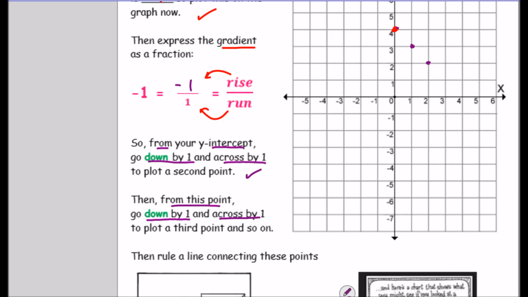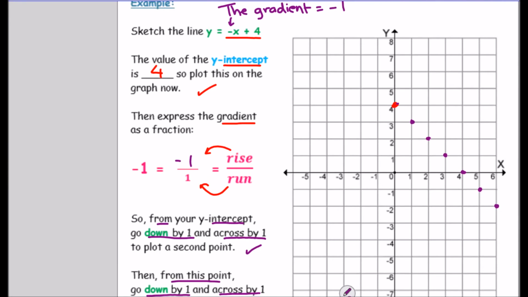And continue on, down by 1, across by 1. And remember, from the y-intercept in red, we could also have gone up by 1 and backwards by 1. See, it just follows the pattern.